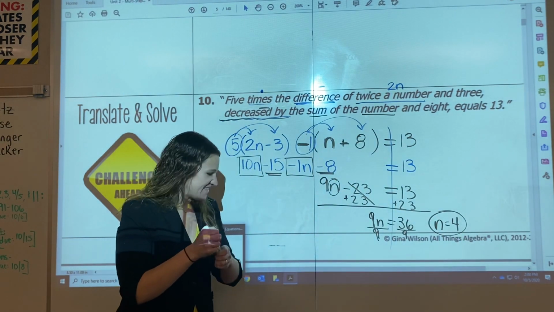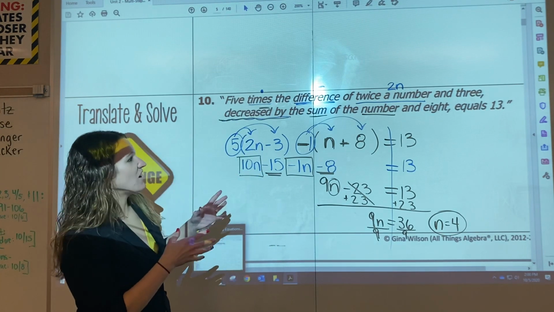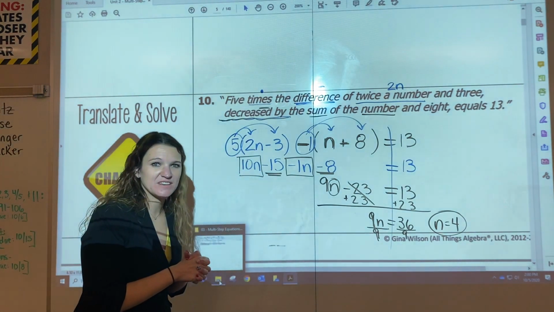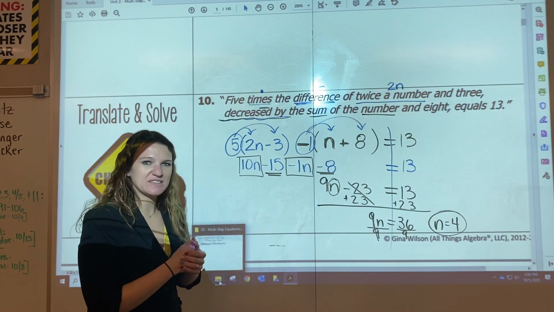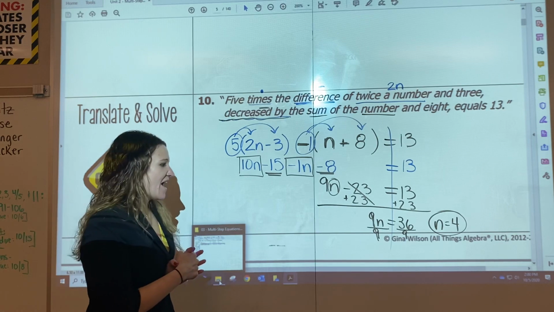Well, hopefully, breaking it down like that shows you the steps on how to solve multi-step equations. Remember, just follow those steps and use your order of operations and inverse operations, and you'll get it.